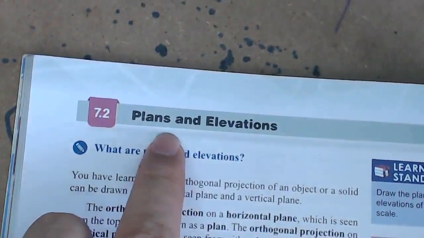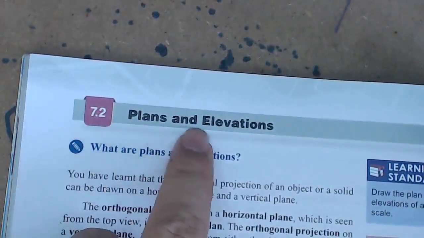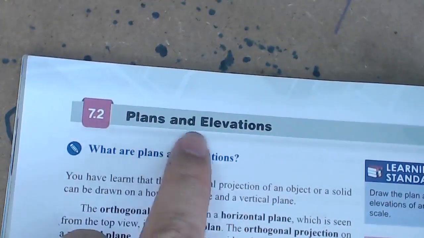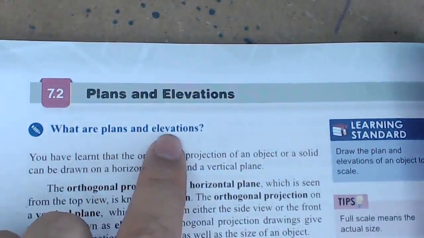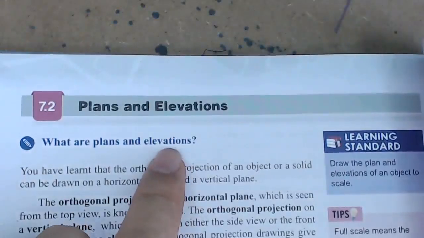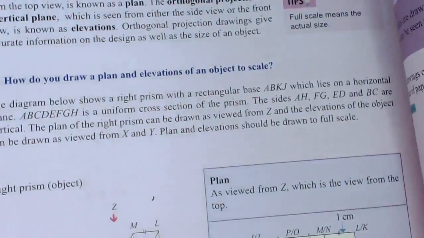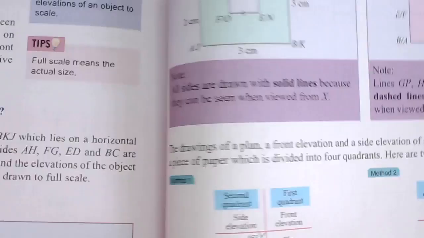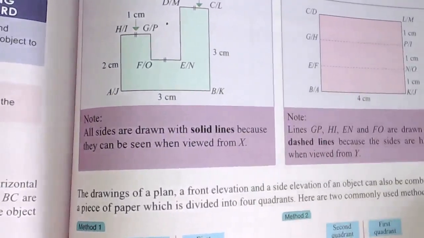Now let's go for 7.2, plans and elevations. Okay, what are plans and what are elevations? I believe you have found this word, elevations, in Form 1. You know what the word means. So I'm going to go shortcut for this.